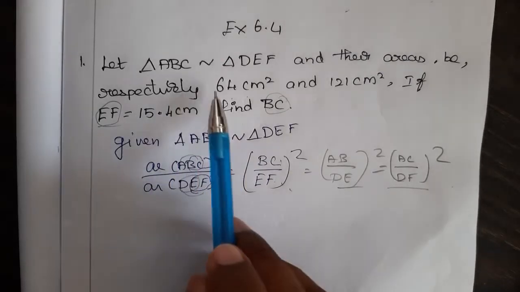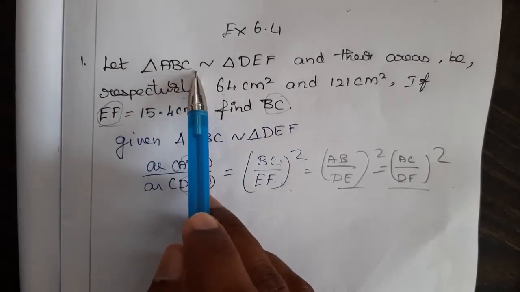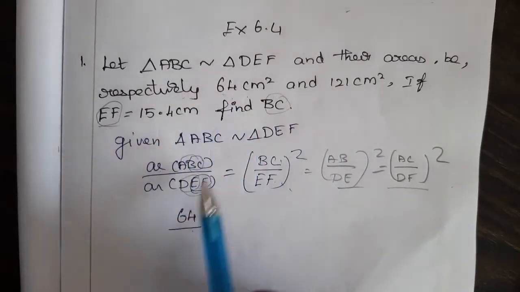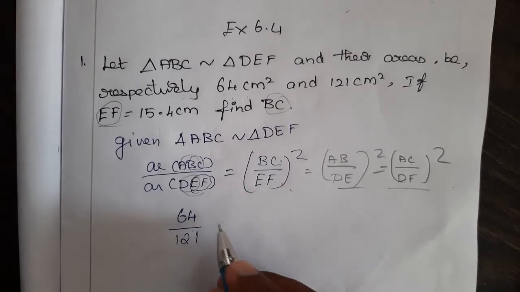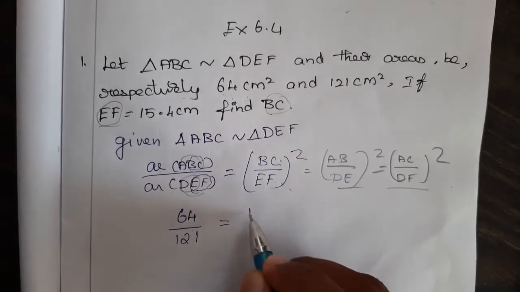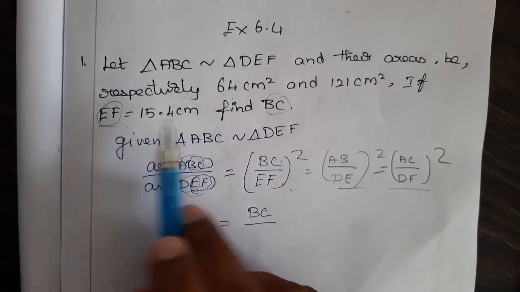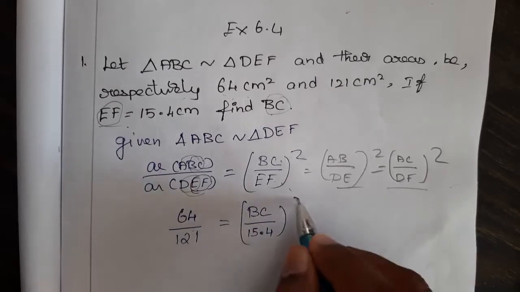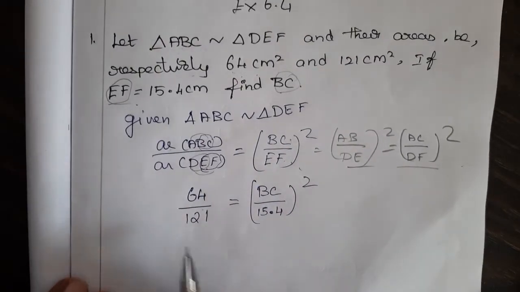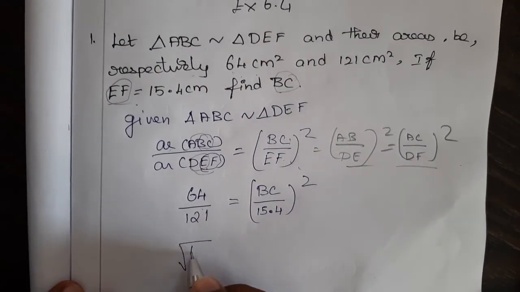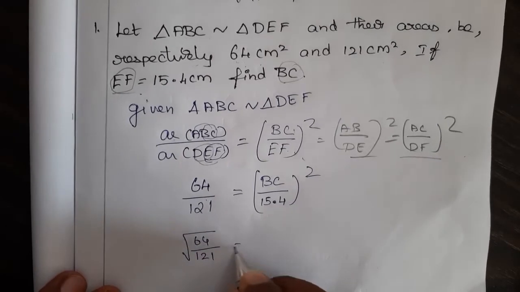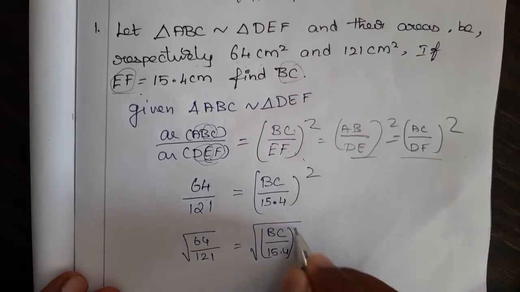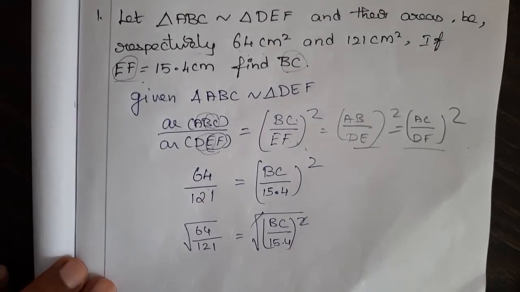So the area of ABC is given as 64, and the area of DEF is 121, equal to BC, which we have to find, divided by EF, which is 15.4, the whole square. So let me take the square root on both sides. The square root of 64 by 121 is equal to the square root of BC by 15.4 the whole square, and the square and square root will cancel.